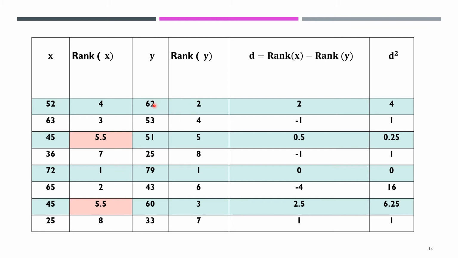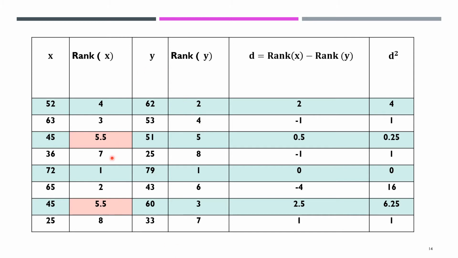Now the Y column. Again take the highest number. The highest number is 79, which is given rank 1. After 79, the next number is 62, rank 2. Next number is 60, rank 3. After 60, we have 53, rank 4. 51, rank 5. 43, rank 6. Then 33, rank 7. 25, rank 8. Okay, there are 8.